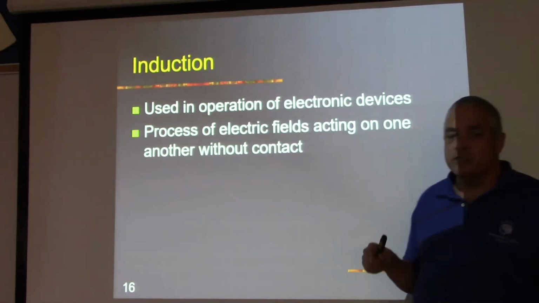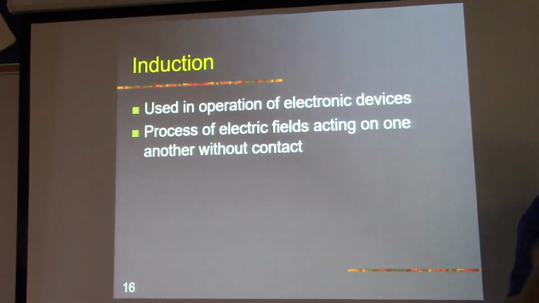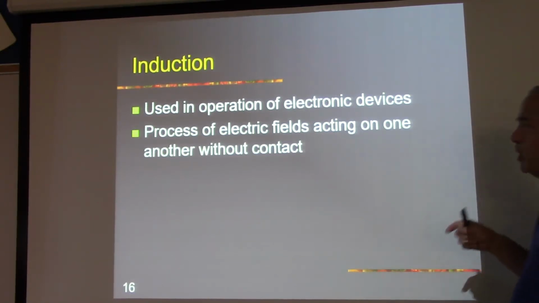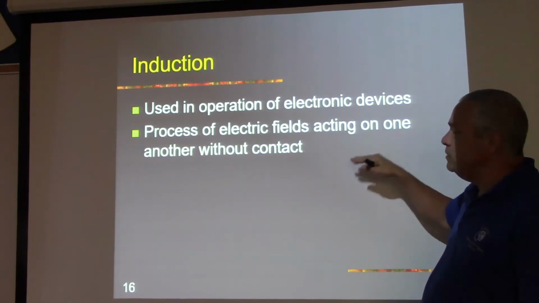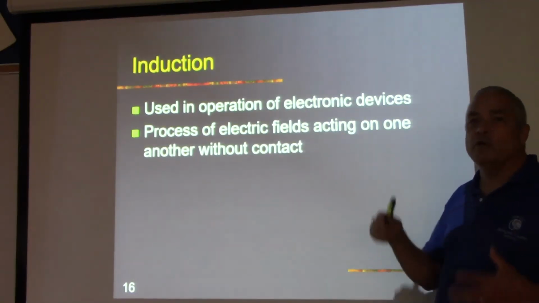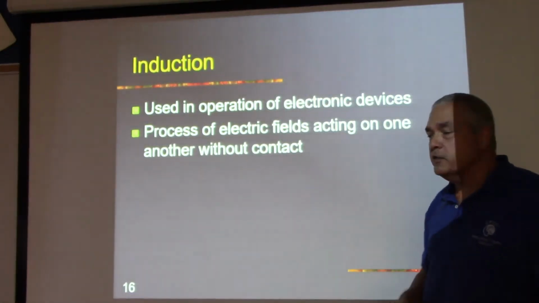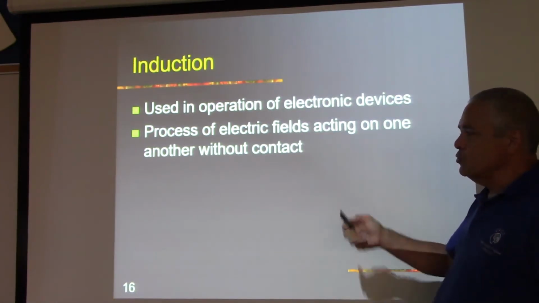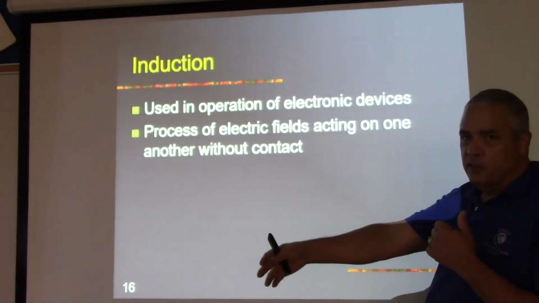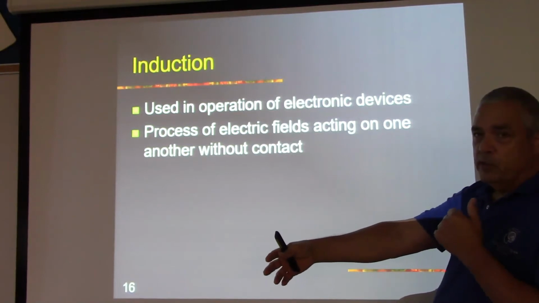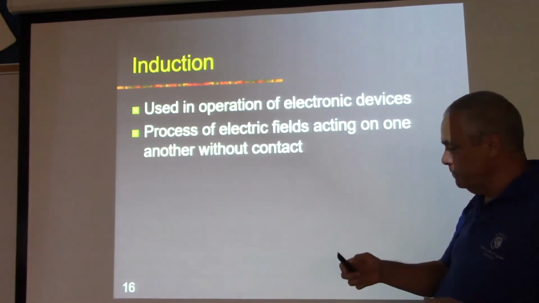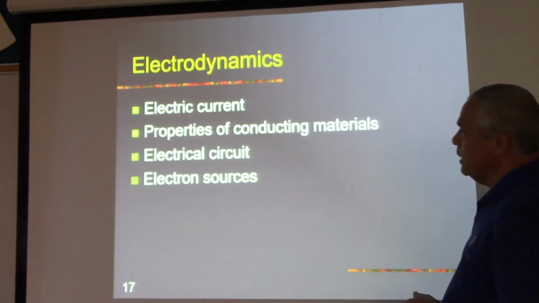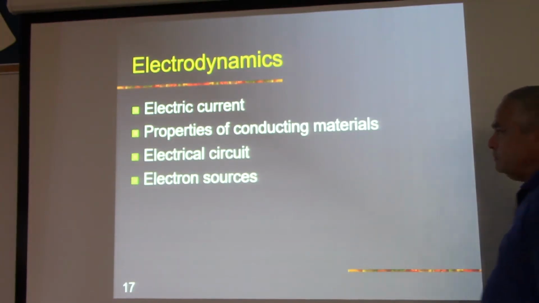Electronic devices such as electrical motors and transformers use induction. This is a process by which electric fields can act on one another without making physical contact. In other words, we're going to induce an electric charge without actually touching anything. This comes in handy over and over again.